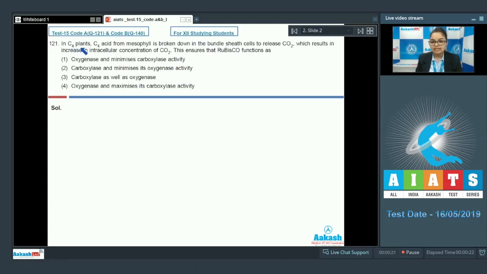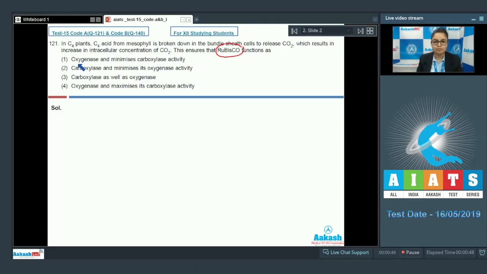The question is, in C4 plants, C4 acid from mesophyll is broken down in the bundle sheath cells to release carbon dioxide, which results in increase in intracellular concentration of CO2. This ensures that Rubisco functions as. So as you can see here, we have four options and you have to mark the correct one with respect to the functioning of Rubisco enzyme.